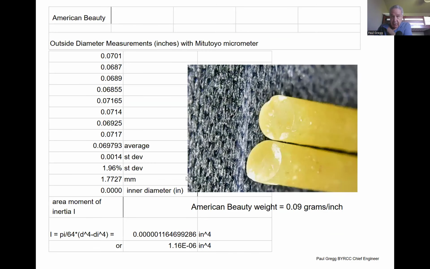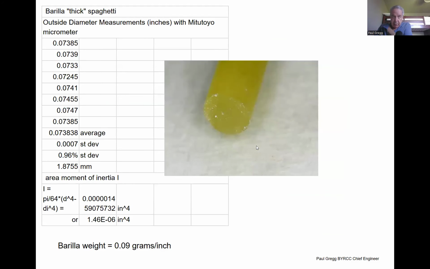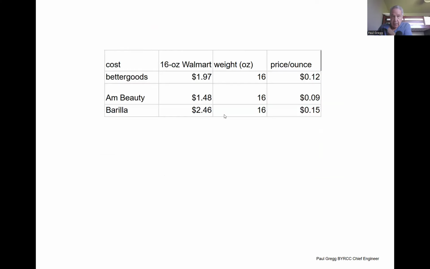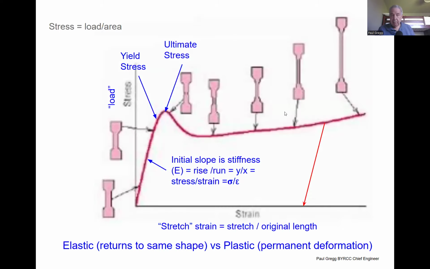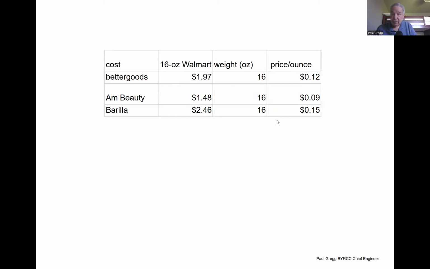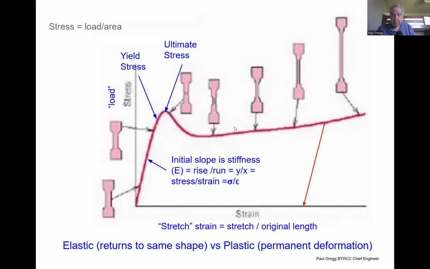This is the American Beauty spaghetti. It's solid and a smaller diameter. And this is the Berea. It's very similar to the American Beauty. It's smaller in diameter and solid. And this is the cost of them. If you go buy it, all of these are bought at Walmart: Bucatini is 12 cents an ounce, Better Goods 9 cents an ounce, American Beauty, and 15 cents the Berea. And that's important because we need to keep track of costs. In anything you build, airplanes, bridges, buildings, cost is something you've got to deal with, and you need to factor that in.